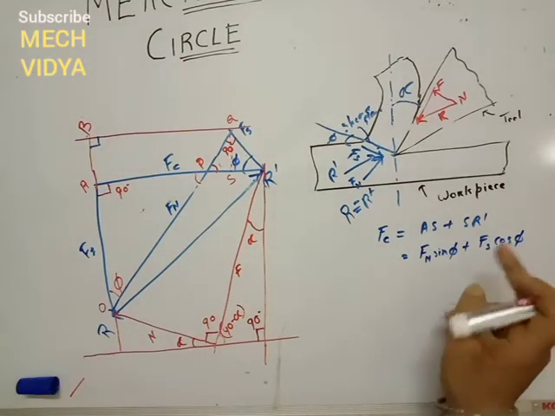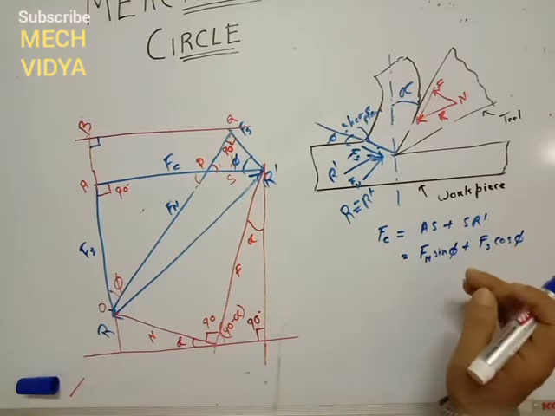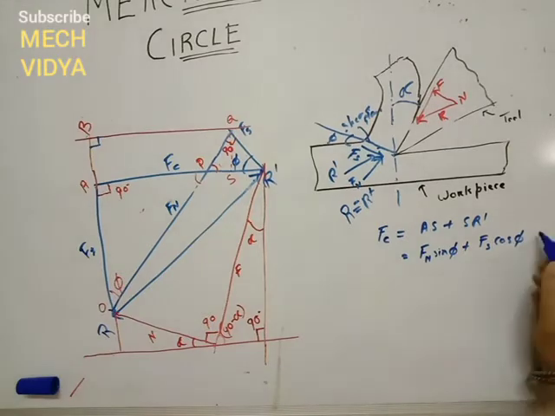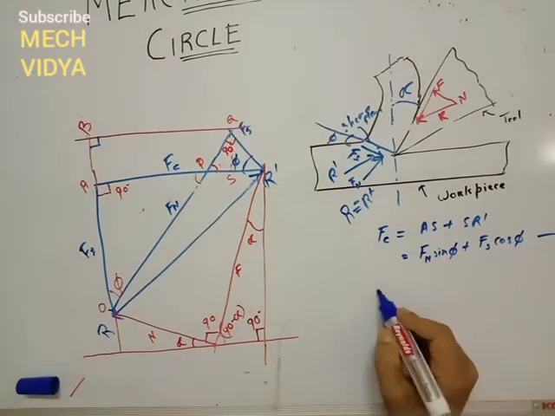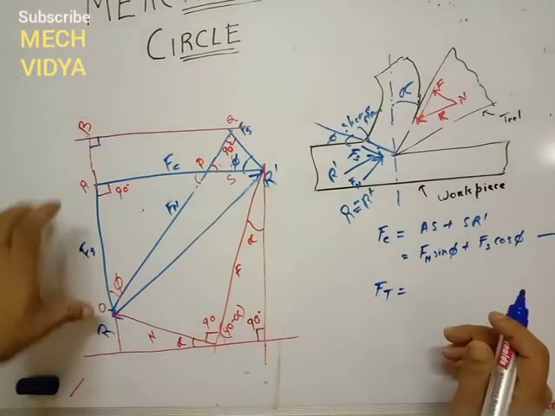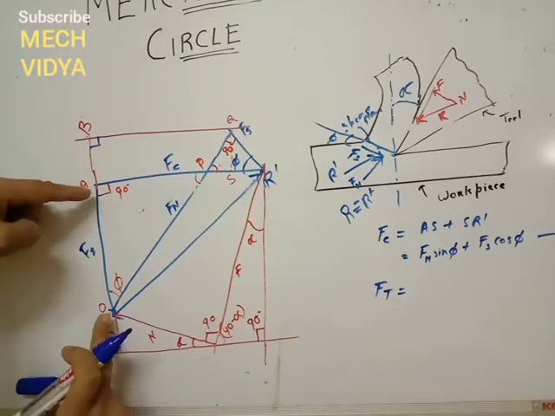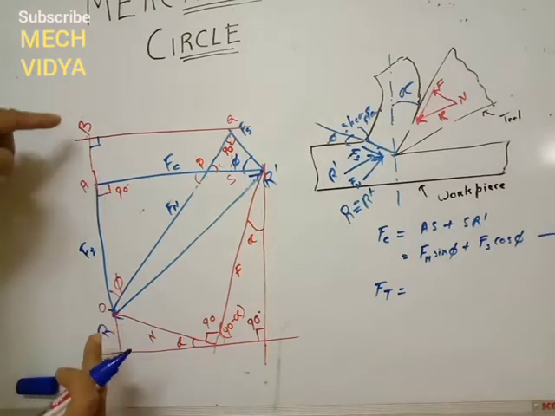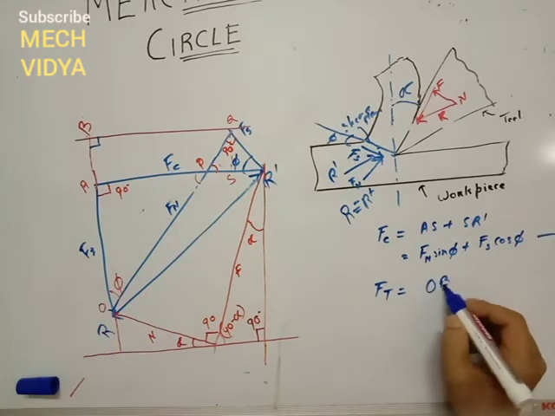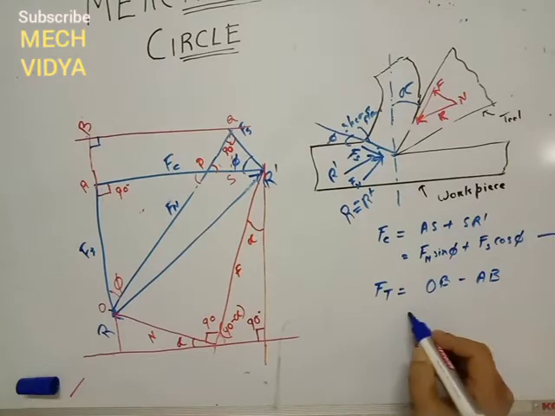I have not done anything special. I'm just applying the simple basic trigonometric relations here. So now this is our equation 1, and to find out the thrust force Ft, Ft is nothing but OB minus AB. This is the length Ft. It can be written as OB minus AB.